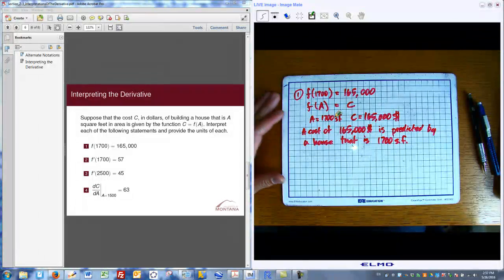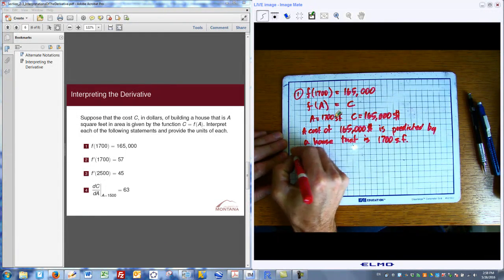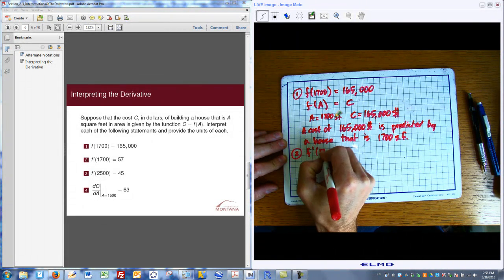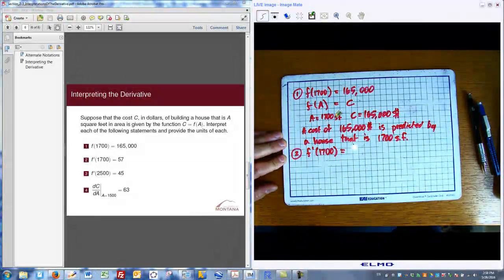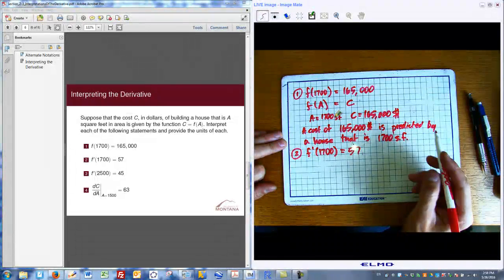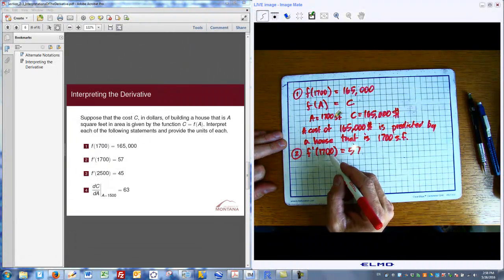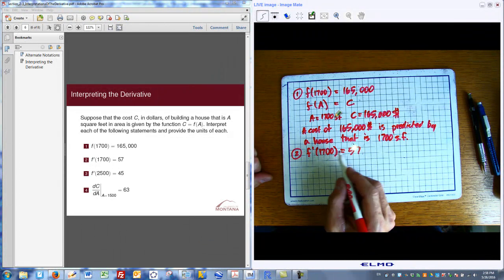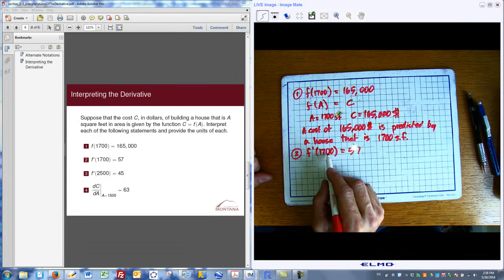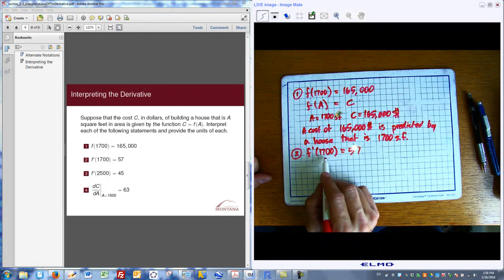Let's go ahead and go to number 2. I'll try to do it on the same, since it's linked. F prime of 1,700 is going to be equal to 57. So let's think about this. So what is f prime equal to? That's the rate of change, right, of the function with respect to the x. So in this case, what that means is, how do we kind of think about this? This is how the function is changing its slope, right, at a certain value of a.